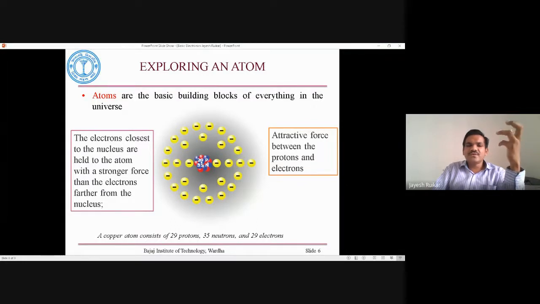As I told you, there is a strong force whenever the electrons are near to the nucleus. Now you can see that in the copper atom, these electrons are tightly bound, but this one is a free electron, or loosely bound with this atom, with this nucleus.